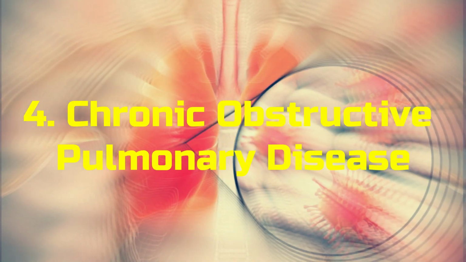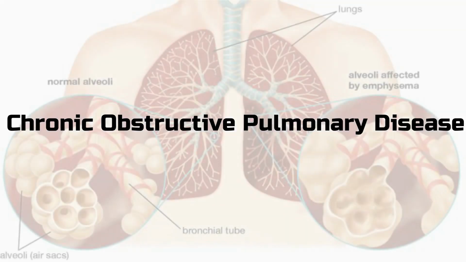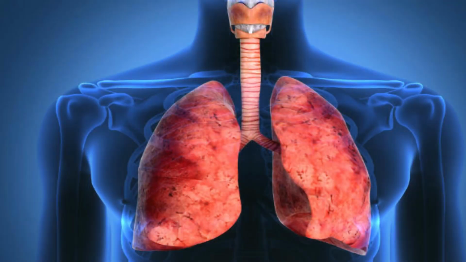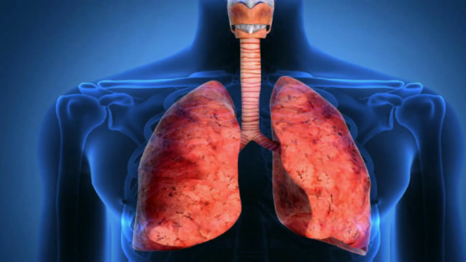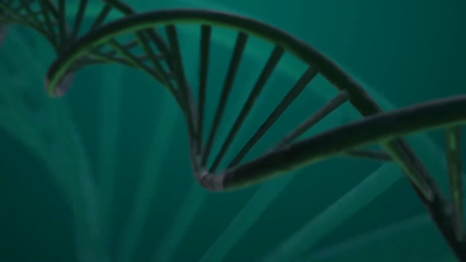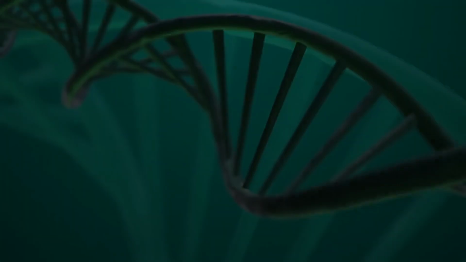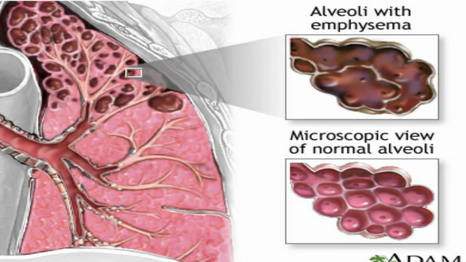Number 4. Chronic obstructive pulmonary disease. Chronic obstructive pulmonary disease, or COPD, is a chronic inflammatory lung disease that causes obstructed airflow from the lungs. Emphysema and chronic bronchitis are the most common conditions that make up COPD. Damage to the lungs from COPD can't be reversed. It took almost 3.1 million deaths worldwide, and 5.6% of deaths are due to this particular disease. The death rate is consistent from 2000 to 2015.